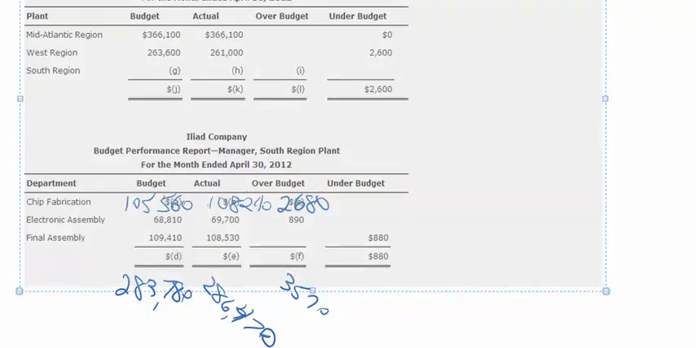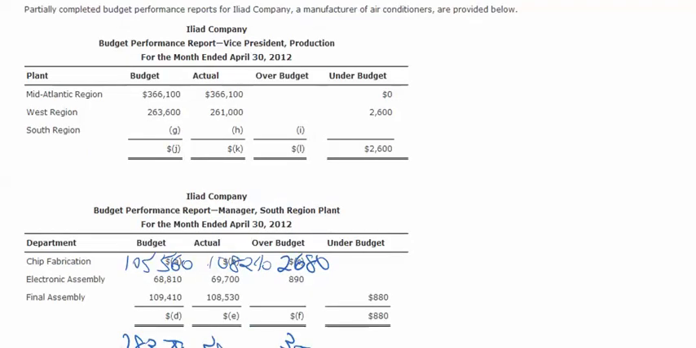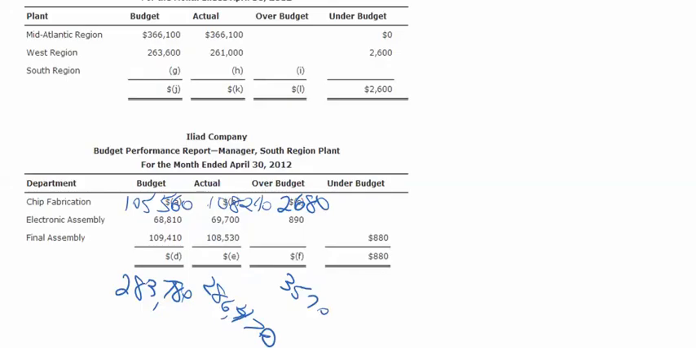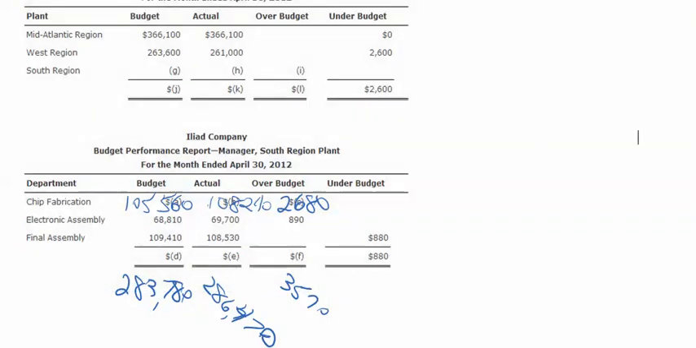So now we have completed all through F. Now we'll go to G, and so the South region, it says the performance budget for the South region, we have to plug in those numbers, which are these three numbers here. So G would be equal to 283,780, H 286,470, I 3,570. And we can add the columns together then.